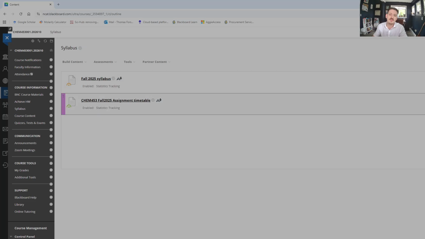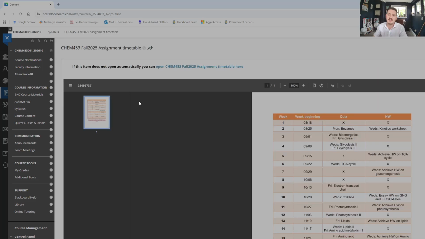So I've noticed that I put two things in here. I've got the syllabus and an assignment timetable. The assignment timetable is literally a week by week breakdown of the 16 weeks, with the week beginning Monday, whatever, and it'll say whether or not you have a quiz or a homework for that week. So this week there's nothing.